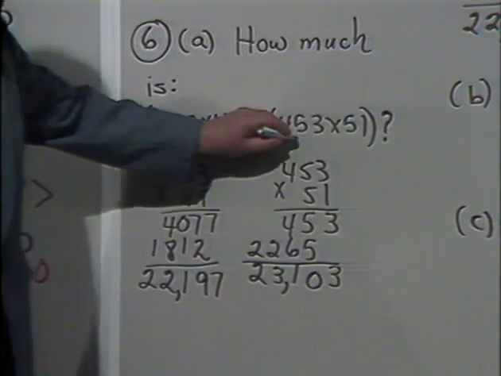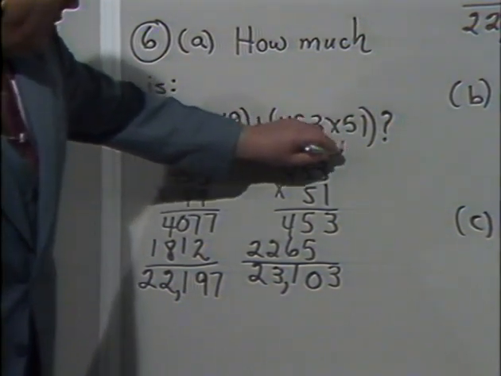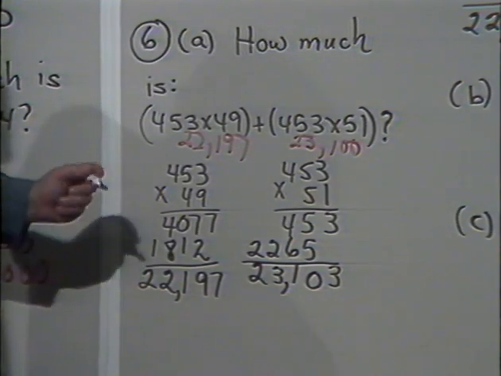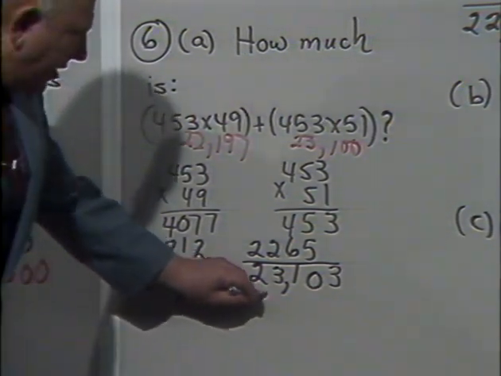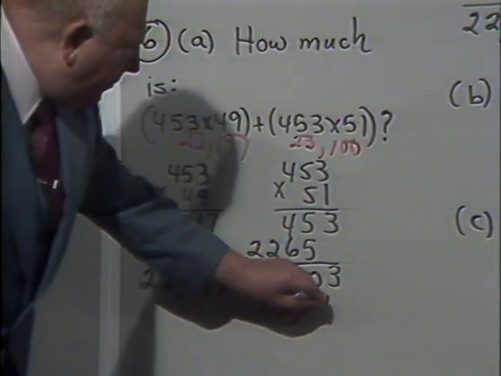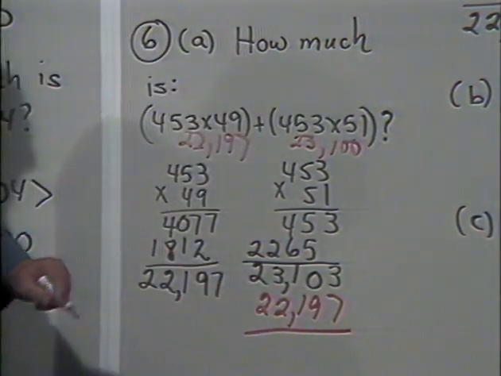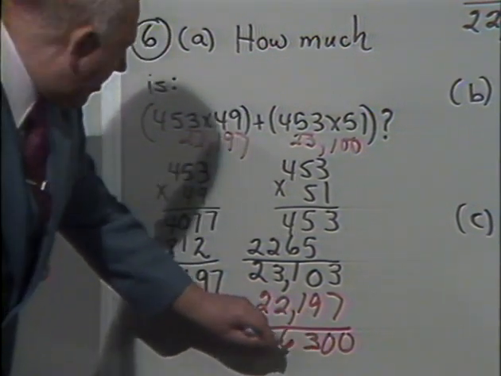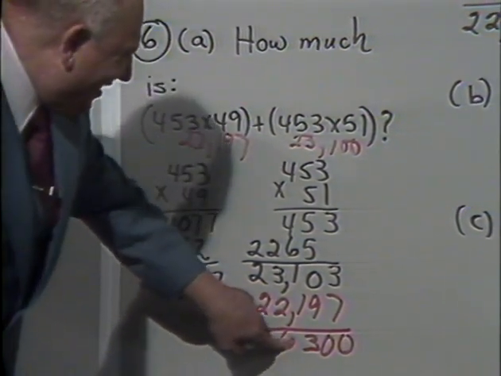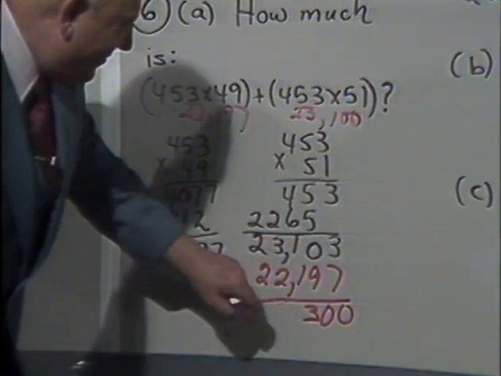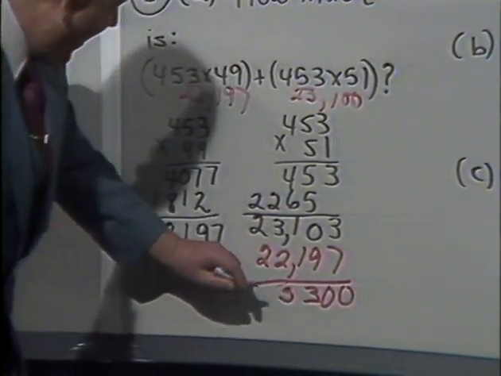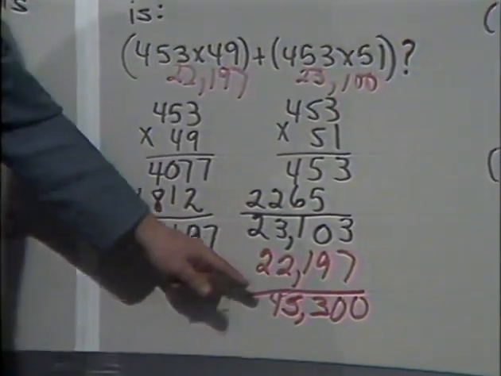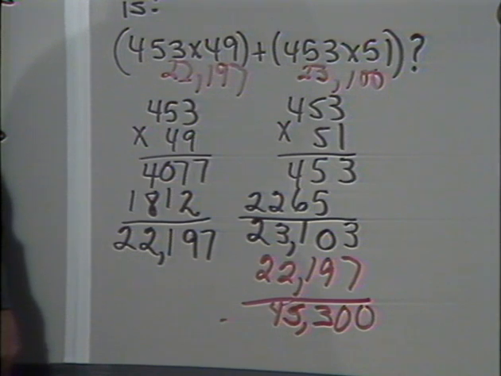The second set of parentheses is 453 times 51, and if I multiply that out, I wind up with 23,100. Now, what am I supposed to do next? I'm supposed to add these two numbers together. I suppose it's easier to do in vertical form, and if I add these all together, I get 0, 0, 3, 6, 5. This is not my day. That's okay. 5, 4. Okay? 45,300. And that's the answer to part A.